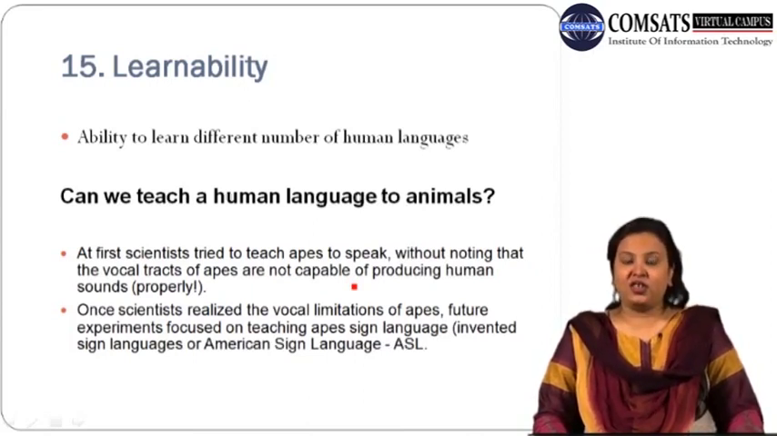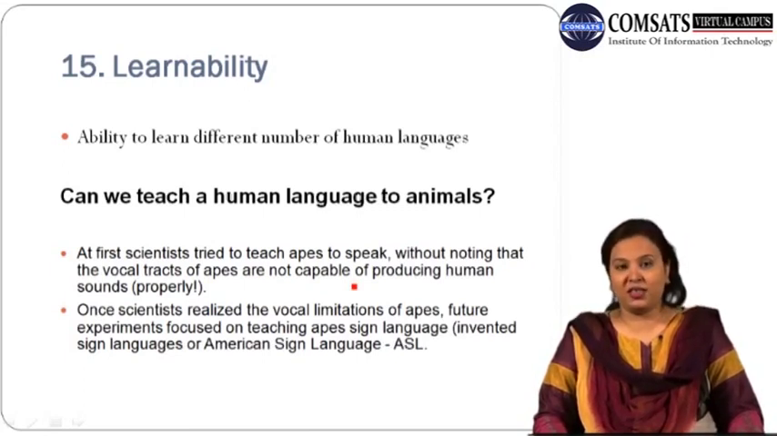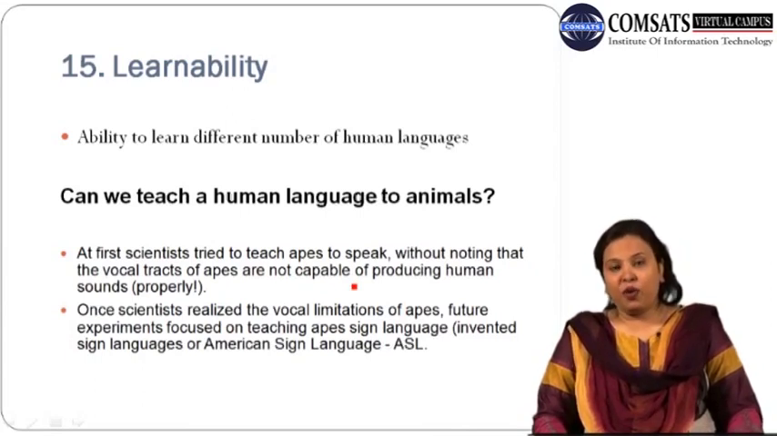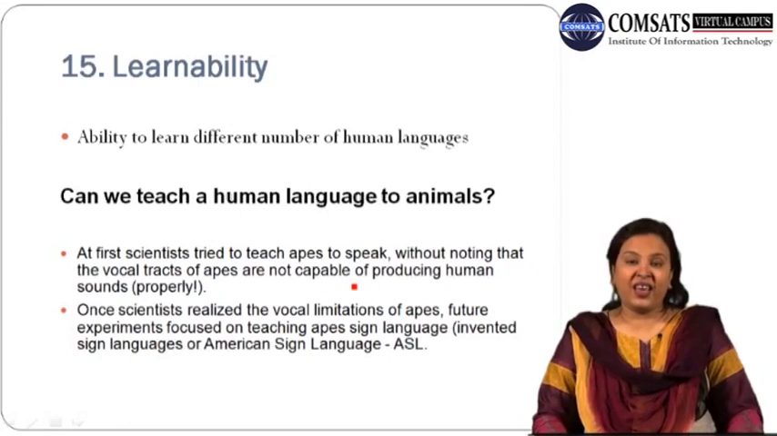There are certain researches in which people are trying their level best to teach language to animals. For example, there was a group of scientists who tried to teach apes normal human language, but they failed because they could not make apes utter the sounds the way human beings produce them. So then they introduced a new system of language communication. They introduced ASL, which is known as American Sign Language.